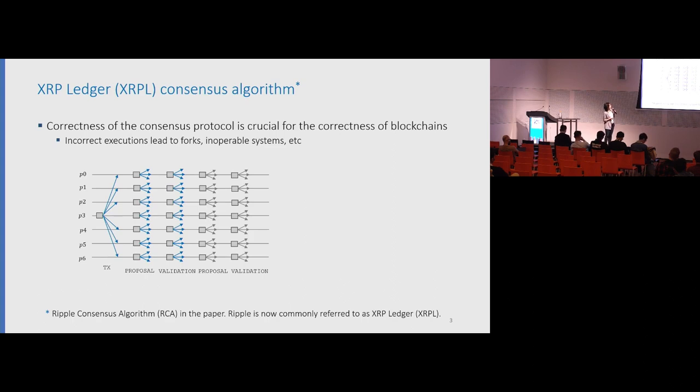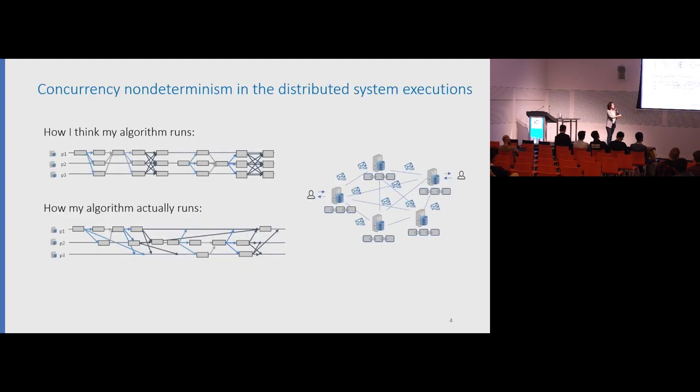So it looks nice and simple, but actually it is hard to implement and design these algorithms correctly. Because these algorithms run on a distributed network where the speed of the processes can differ. The messages are asynchronous. There may be delays, reorderings, everything. So the developers need to think about all possible things that can happen in the network while they are implementing their algorithms. So when I'm designing and writing the code, I think my algorithm runs in synchronized structures. But this is not the case. My algorithm actually runs with all reorderings and things.